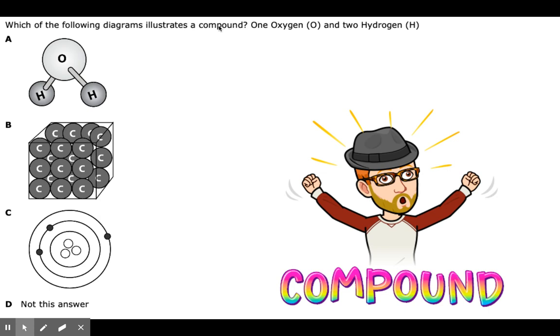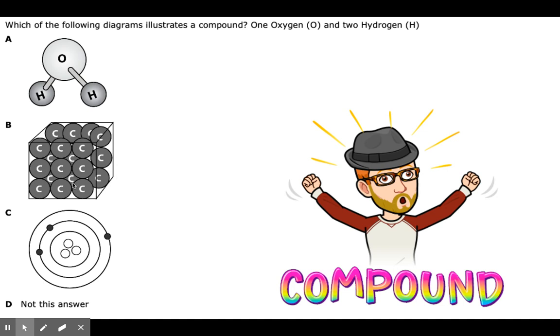Which of the following diagrams illustrates a compound? So really, I don't know why this other part of the question's there, but it makes it very easy. But even if you didn't see one oxygen and two hydrogen, you could answer this. And a compound is more than one substance. This A definitely has oxygen and hydrogen, so it's more than one substance. So that would be a compound.